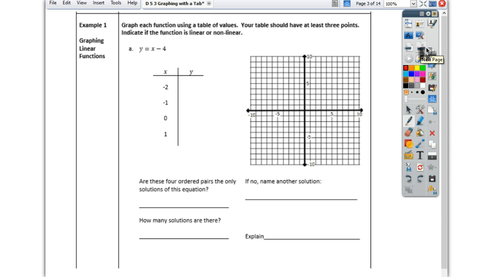Example number 1. Graph each function using a table of values. Your table should have at least 3 points indicated in the function to indicate the function is linear or nonlinear. Now this says 3. My rule is 4. And notice on this example, they give you the 4 numbers to use, don't they?